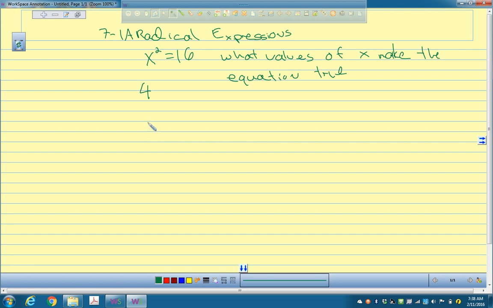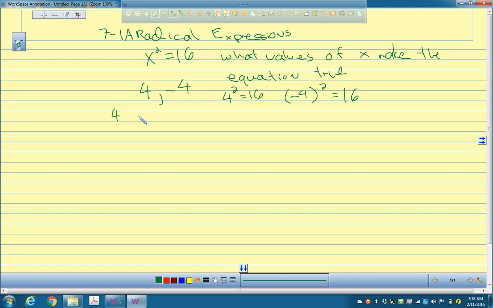Jessica? Negative 4. Okay? Because 4 squared equals 16, but also negative 4, if I square it, is equal to 16, right? So when you have something like this, x squared equals 16, you have to be aware that there are two solutions, okay?